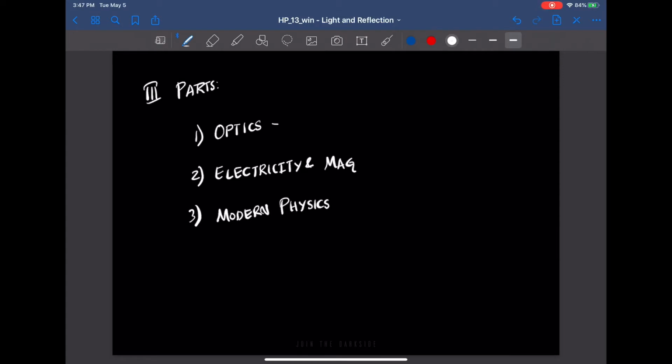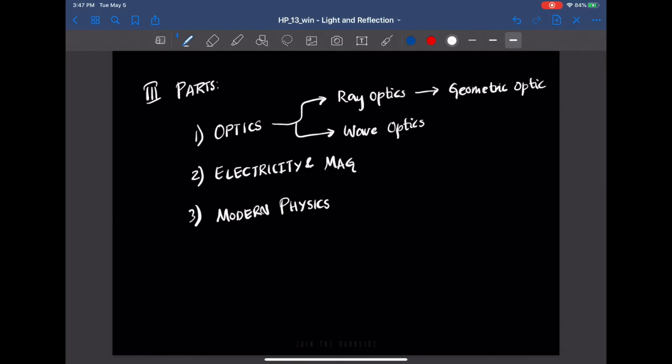In the first part, we'll mainly differentiate optics into two parts. One is called ray optics. The other is called physical wave optics. Ray optics is also called geometric optics. Wave optics is also called physical optics.